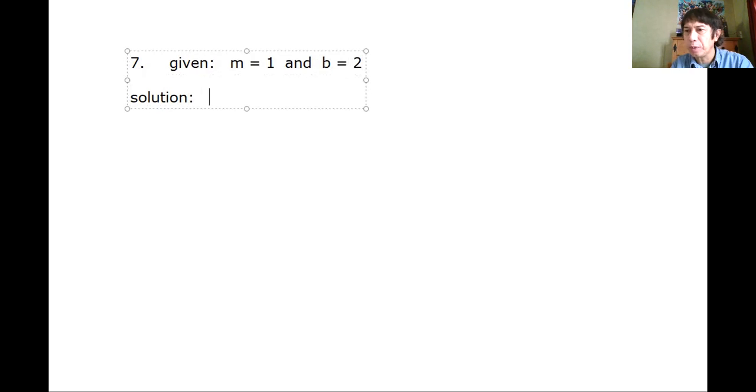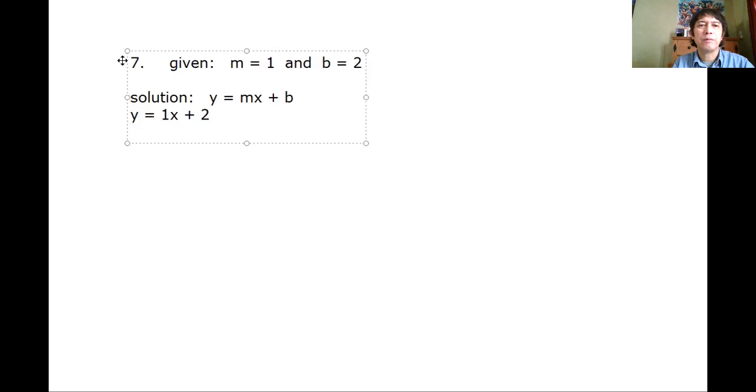Call that slope-intercept form. This is mx plus b. Start with y. This is now 1x plus 2. And we shall have y is equal to x plus 2.